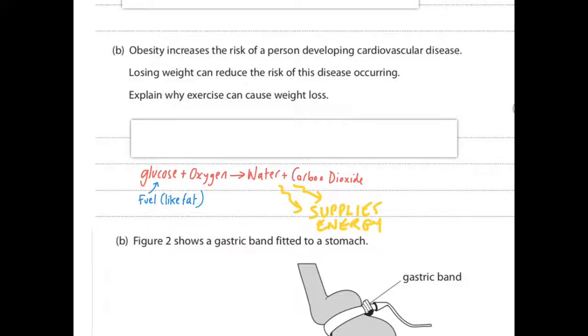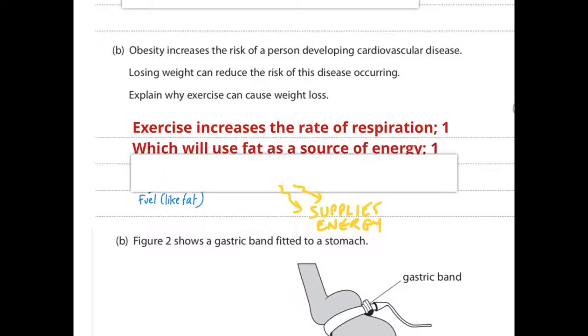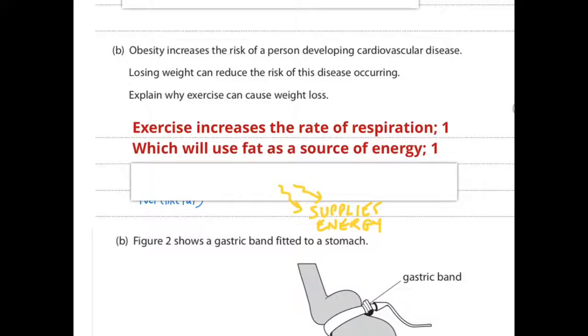Now, in that chemical reaction, glucose is broken down by oxygen to produce water and carbon dioxide as waste products, but most importantly, it supplies energy. Remember, glucose is just a fuel, and like any fuel, fat is also a fuel. It's a concentrated store of energy. Oxygen can be used to break down fat, just like glucose. So, when we exercise, it increases the rate of respiration, which will use fat as a source of energy.